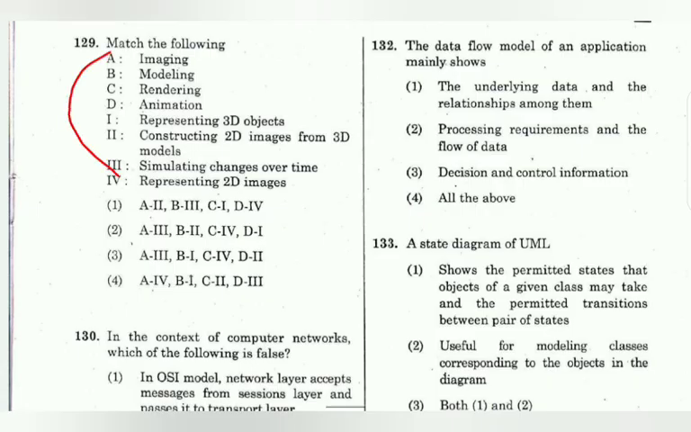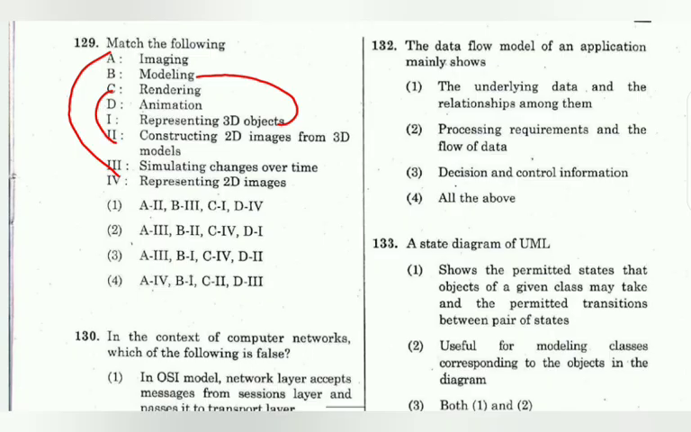Next, modeling. So modeling represents the 3D objects. That is fine. Option 1 is the correct answer. And rendering. So rendering constructs 2D images from 3D models. So C, option 2 is the correct answer.